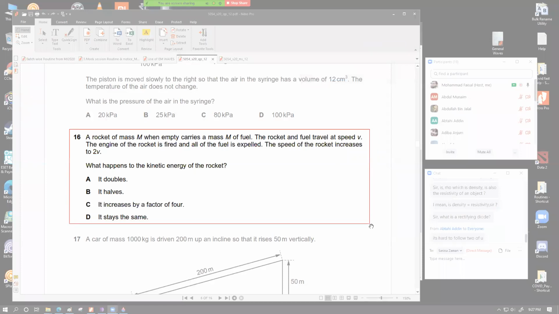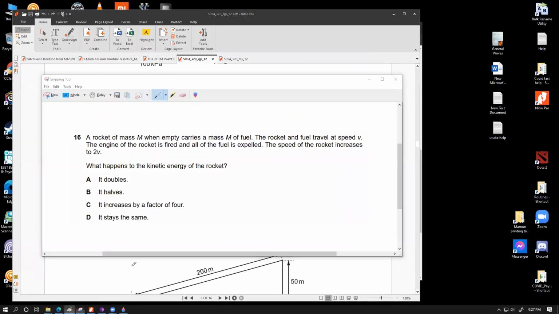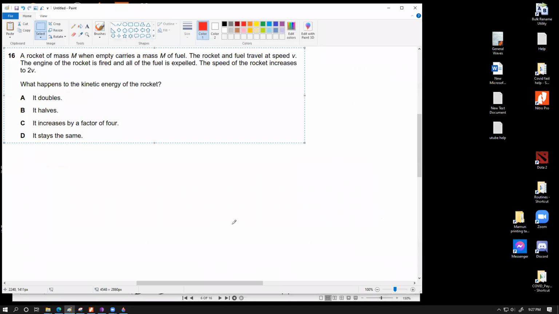At first it seems simple, sir, but then it gets tricky. It's not that simple. At the beginning our total energy was half into 2m into v squared. You calculate this, it becomes mv squared. After that, the total kinetic energy would be half into m into 2v whole square. So what do you get from here? Half into m into 4v squared, so you get 2mv squared. Compare these two numbers, what is happening?